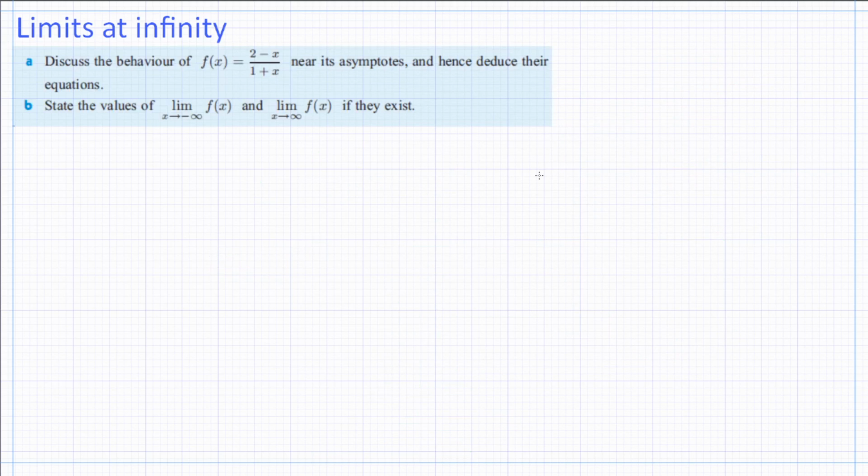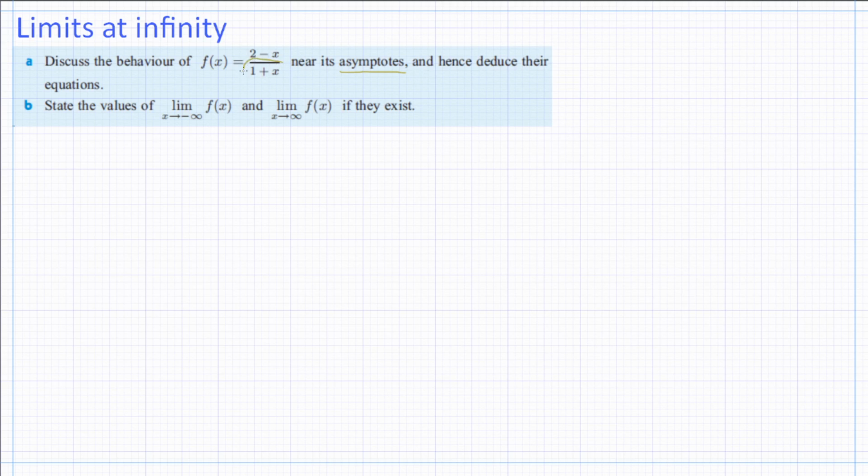So as you have probably noticed, we can use the concept of limits going to infinity to analyze asymptotes of functions. So let's take a look at a very simple example here. Discuss the behavior of f of x equals (2 minus x) over (1 plus x) near its asymptotes, and hence deduce their equations. So the asymptotes are going to happen in basically two different cases.